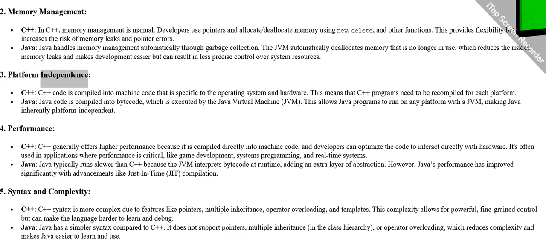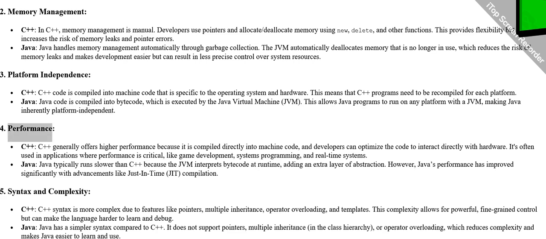3. Platform independence. C++. C++ code is compiled into machine code that is specific to the operating system and hardware. This means that C++ programs need to be recompiled for each platform. Java. Java code is compiled into bytecode, which is executed by the Java Virtual Machine, JVM. This allows Java programs to run on any platform with a JVM, making Java inherently platform independent.